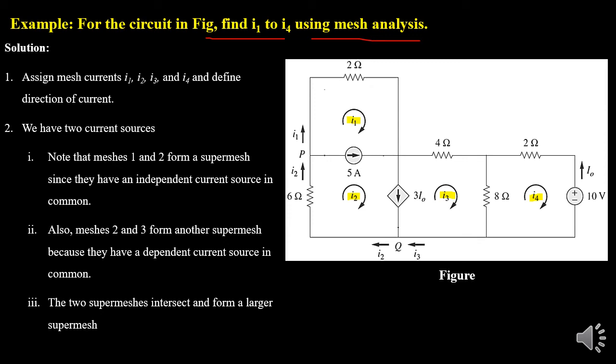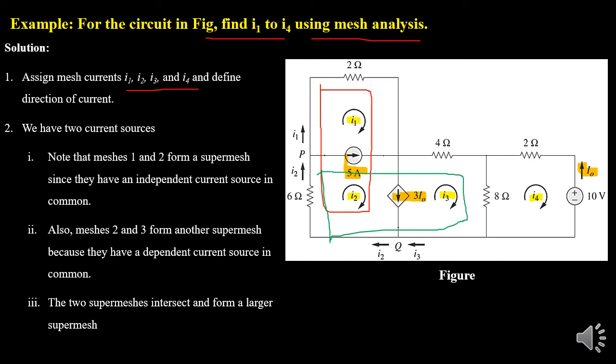Now if you look at the circuit, we have two current sources. One is an independent current source of 5 ampere, where another one is a dependent current source with value of 3I0. And I0 is the current leaving from the independent voltage source and in the opposite direction of mesh current I4. Now apparently we have two current sources common between three loops, which results in two super meshes. But as we have studied, we will try to make a single larger super mesh.